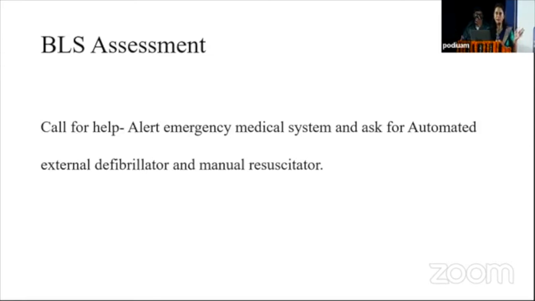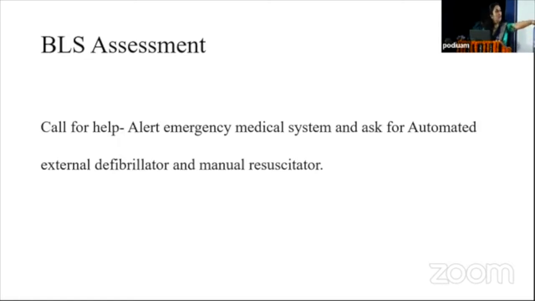Remember everyone, you cannot carry out BLS on the patient alone. You cannot give BLS, basic life support, to a patient alone for a long time. So you need to call for help, and you should ask for an automated external defibrillator and a manual resuscitator.